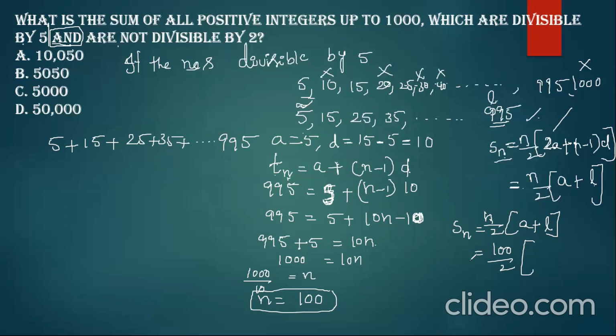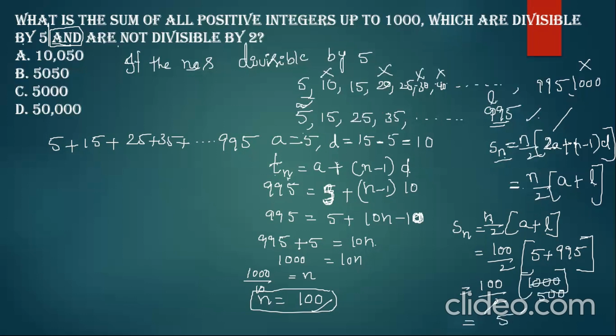That is Sn. So how many terms? We already got it for the same progression we took, so we got n as 100. Now, what do we get? 100 upon 2 into a, which is 5, plus l, which is 995. 995 plus 5, how much? That is 1000. So 2 one time, 2, 5 and 2 zeros.